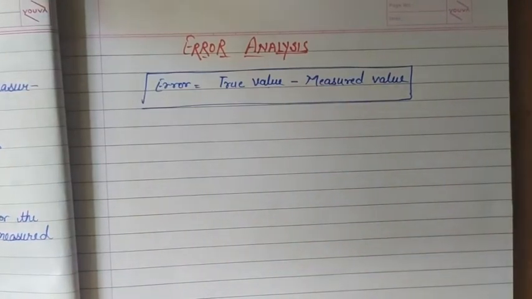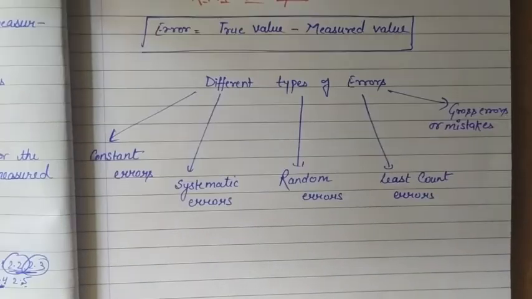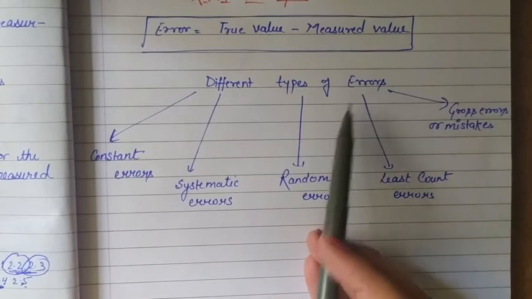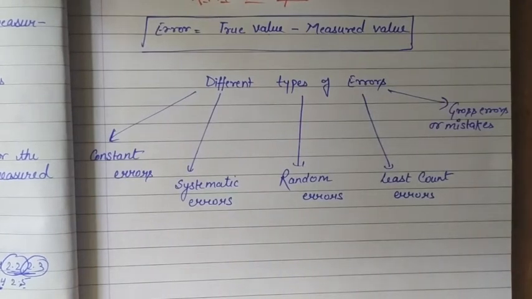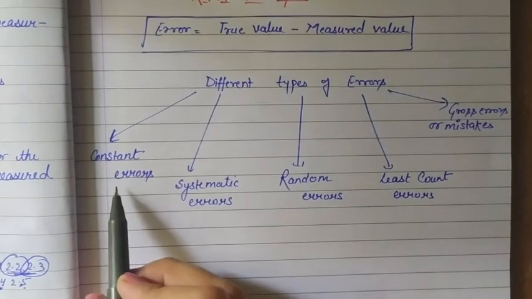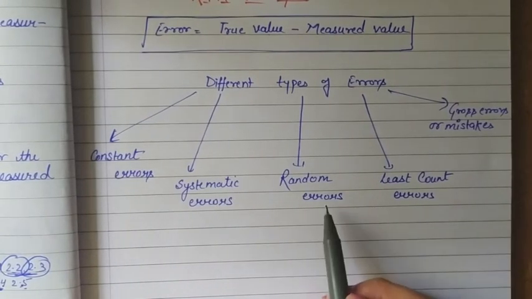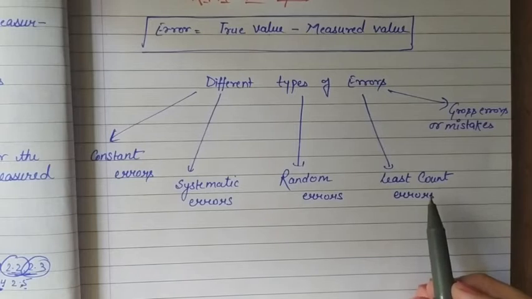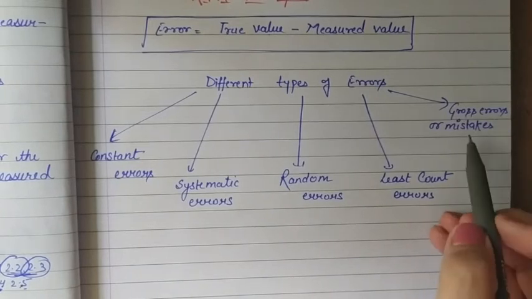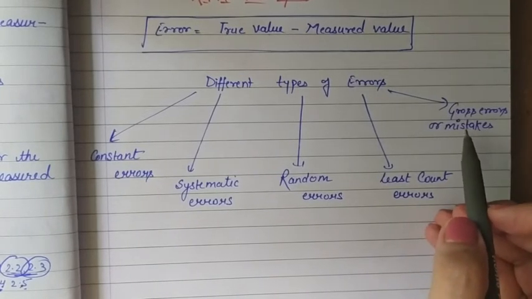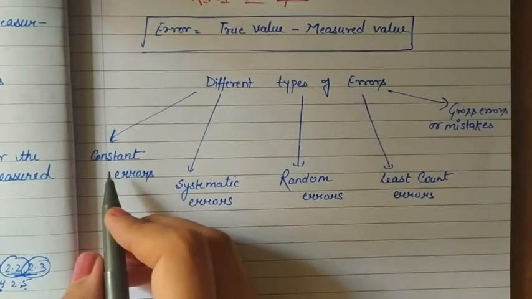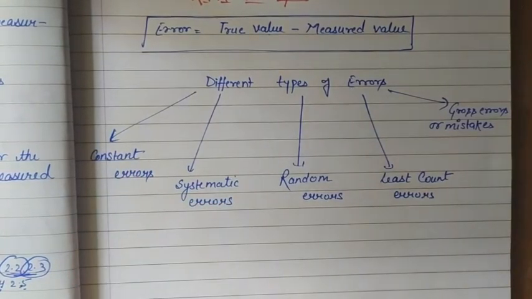Now there are different types of errors. Here I am showing you the different types of errors that are possible while measurement. These different types are constant errors, systematic errors, random errors, least count errors, and gross errors, or we also call them mistakes. Now we are going to study these errors one by one. Let's talk about the constant errors first.